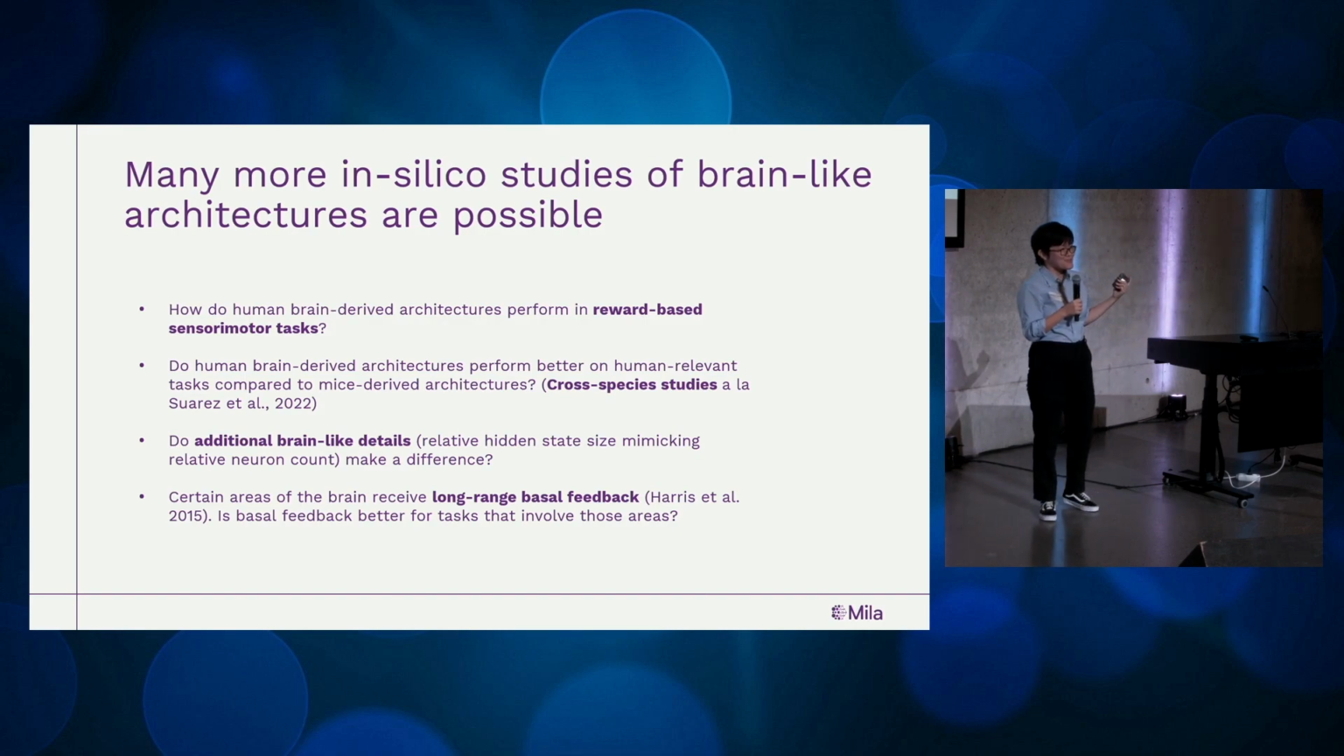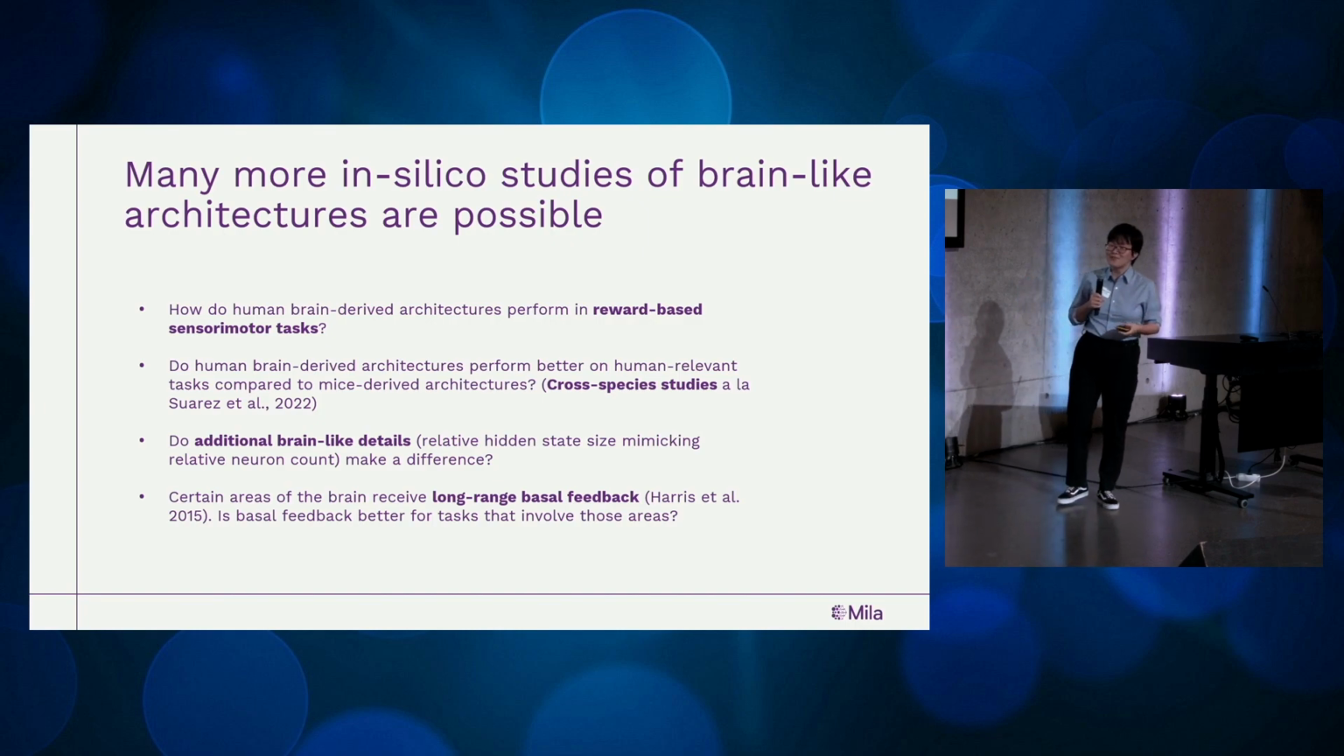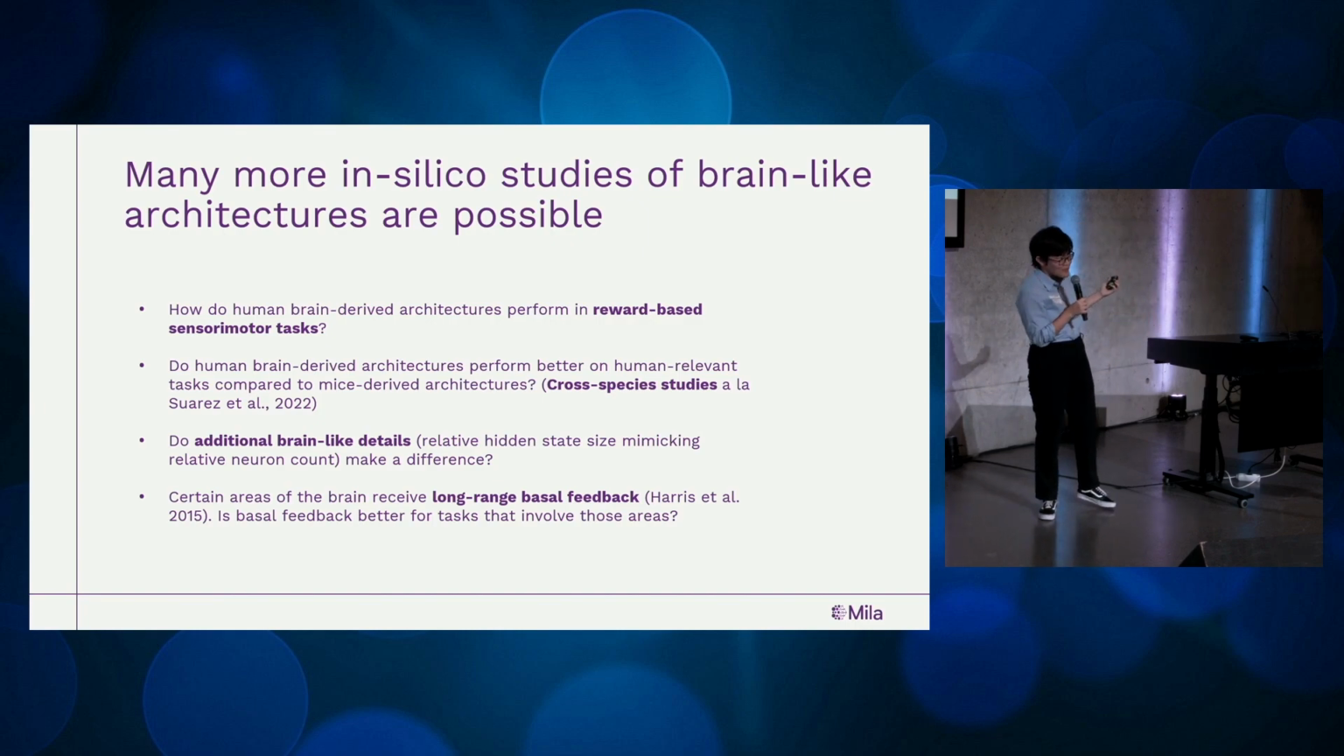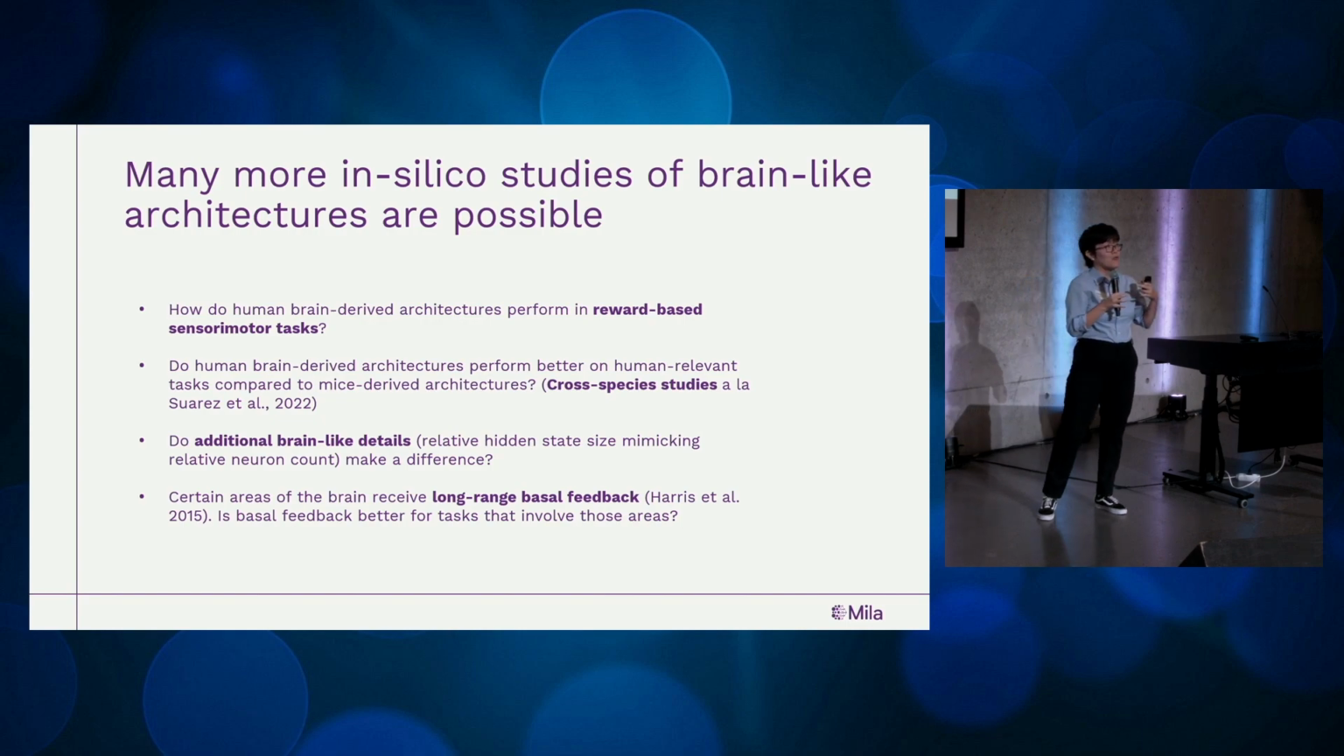So we're interested in exploring a lot more different questions. For instance, what if you compared a human connectome versus a macaque connectome on a human relevant task? Would you see a difference? What would additional brain-like details do? What would different kinds of top-down mechanisms do as well? And also, probably most immediately for our group, what would brain-like graphs do in a sensory motor task that is reward-based, as opposed to the more AI-like supervised learning regime that we used for this task?